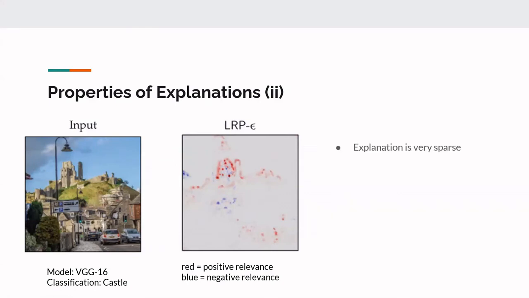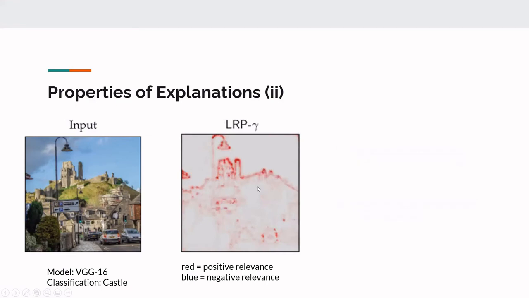So in this explanation, we're applying the epsilon rule to all layers of the model. And the explanation is still really sparse and not very well outlined. So it still lacks understandability for humans. But because a lot of the noise is removed and it starts to focus in the general area of the castle, it has fidelity.